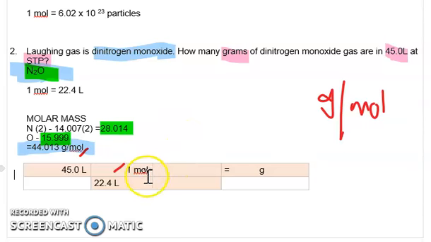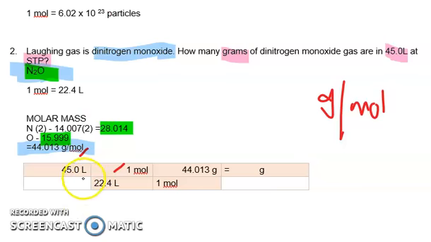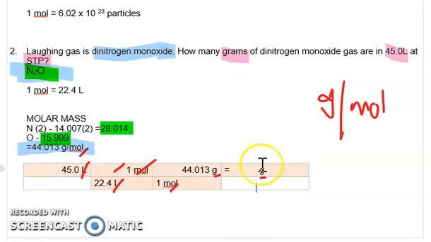If I have moles at the top, I need moles at the bottom to cancel out because my answer does not have moles in it. So I have to cancel it out. The one that I put on top is grams, specifically 44.013 grams. Okay, so let's recap. I have canceled out my liters. Now I have canceled out my moles, and all I have left is grams, which is what I wanted. So now I am ready to finally just do the math.